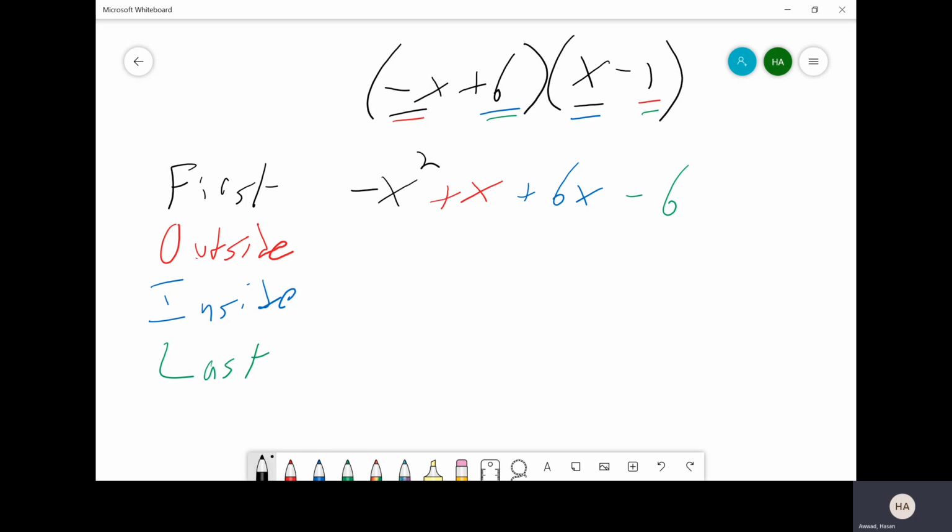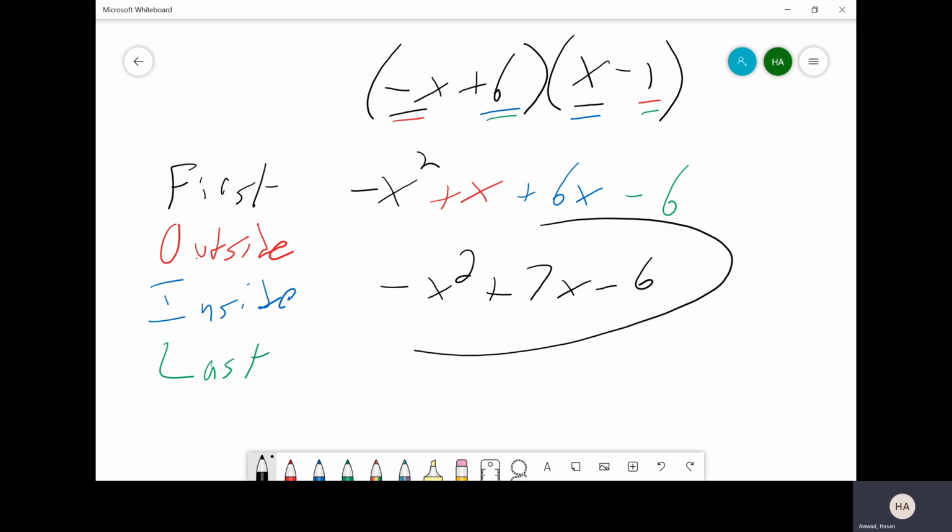And the last step of this is we see here that we have an x, we also have a 6x, so we're just going to combine those two together, and our final answer here is going to be negative x squared plus 7x minus 6.